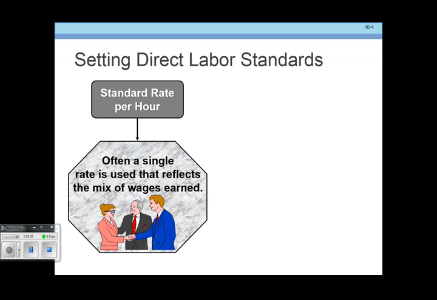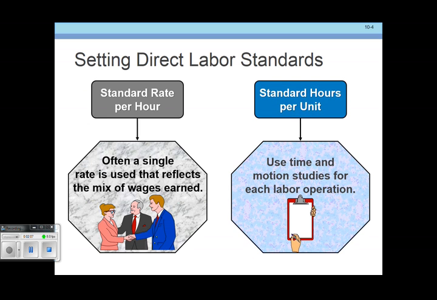We're also going to have standards for direct labor, and the standard rate per hour is usually a single rate, and it's going to reflect the wages. So if we have one individual earning $10 an hour and another individual earning $20 an hour, that standard rate would probably be the average of those two, which would be $15 per hour. And then we're also going to have standard hours for the manufacturing of that particular product.